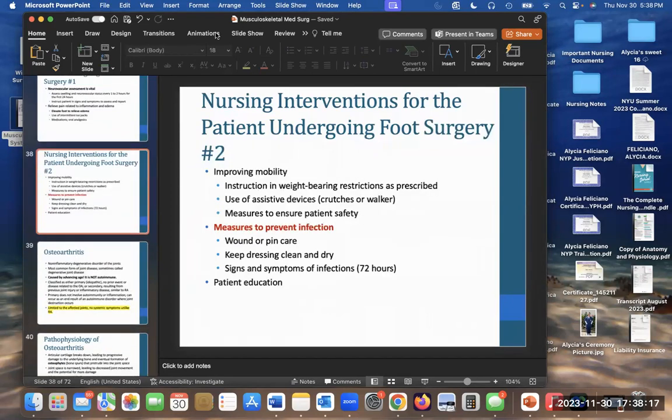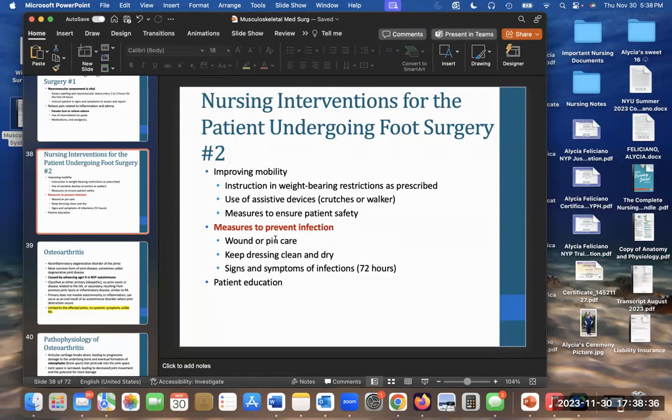Mobility, right? We want to prevent a DVT, right? The more they're immobile after a surgery, the more they're at risk for clotting. So as soon as they can start moving, we want to get them moving. Okay, and if they need any assistive devices, we have to ensure their safety, right? So if they're unsteady, we can't let them walk alone.